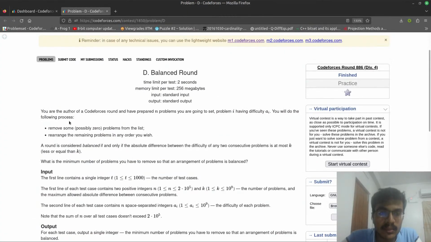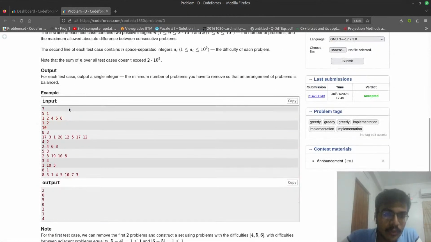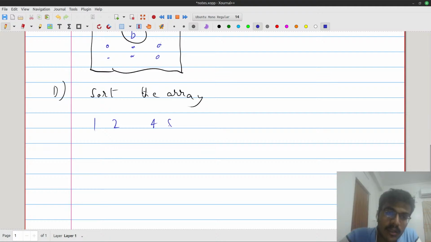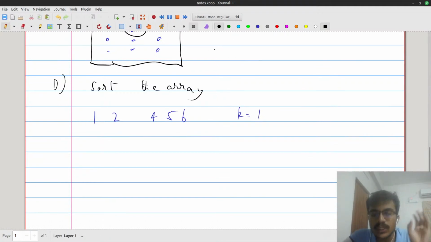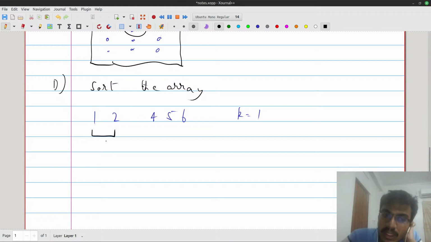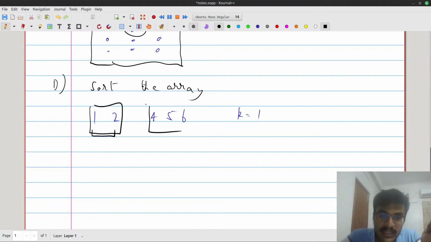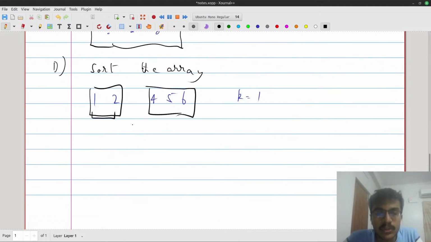Now I'll take a test case as an example. So I'll take 1, 2, 4, 5, 6. Here notice that k equals 1. Now what is the most important thing to notice here? Between these two the difference is 1, so we can select this subarray. We can select this subarray also, because all of them have a difference of 1 between them. But we cannot select this entire array, because then the difference between 2 and 4 is 2, so that won't be suitable.